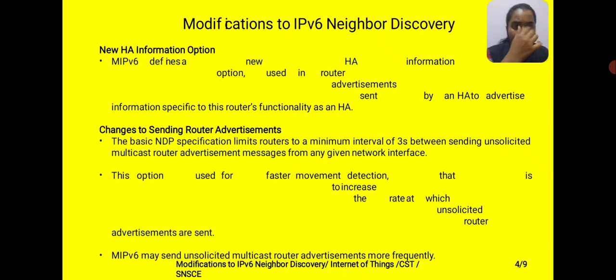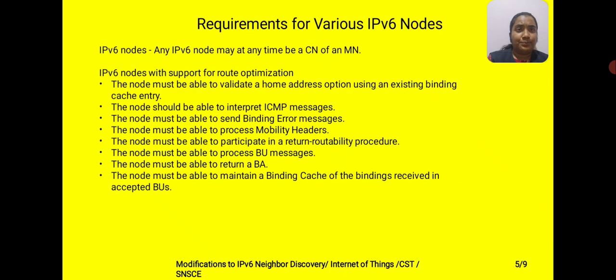Changes to sending router advertisements. The basic neighbor discovery specification limits a router to a minimum interval of 3 seconds between sending unsolicited multicast router advertisement messages from any given network interface. This option is used for faster movement detection, that is, to increase the rate of unsolicited advertisements.